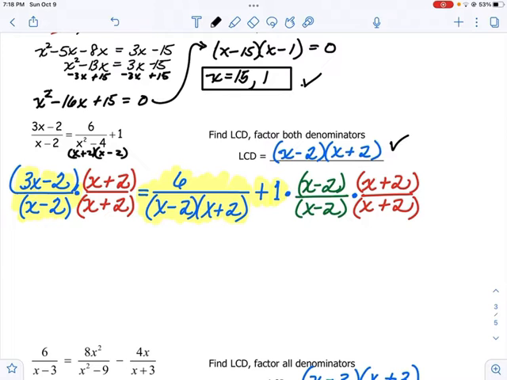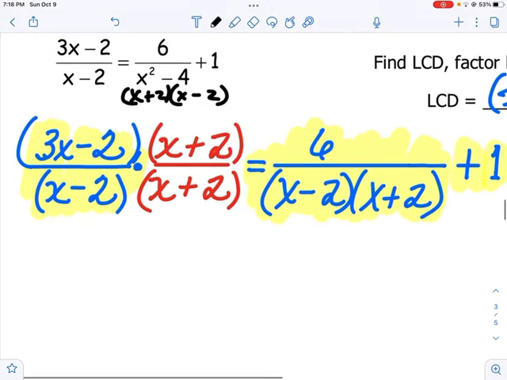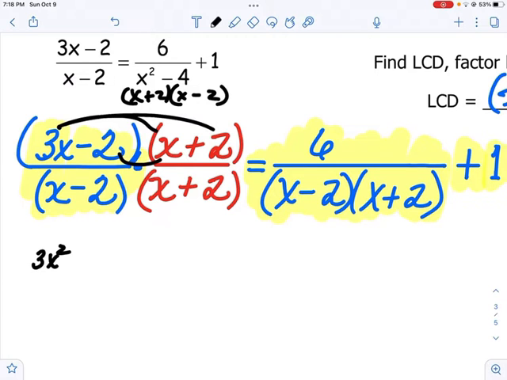So what we have to do, remember, you have the 3x minus 2 in blue and the x plus 2 in red. You have to multiply those together. So that's going to give you 3x squared when you FOIL, plus 2x minus 2, so that's going to be plus 4x. Plus 2 times 3x would be 6x, minus 2x is 4x, and then you have a minus 4. So that's all over the same denominator.